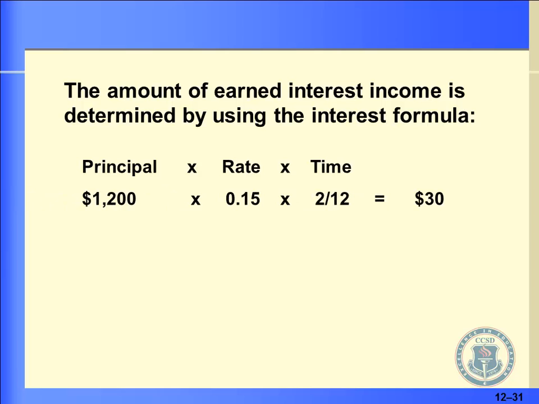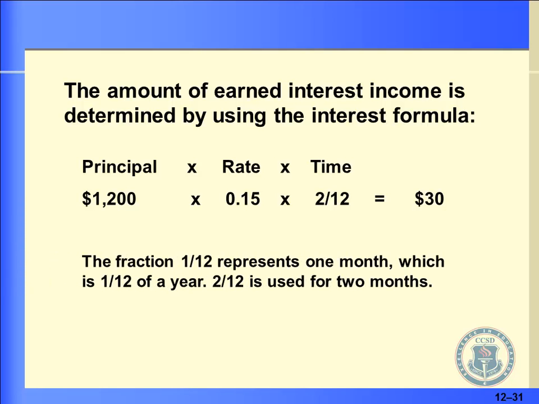So we'll do $1,200 times 15% for 2 out of the 12 months, which is $30. The fraction 1/12 represents 1 month, which is 1/12 of the year. So we had 2 months, which is 2/12. If the note was for November 1st, we would have all the money due on December 31st.